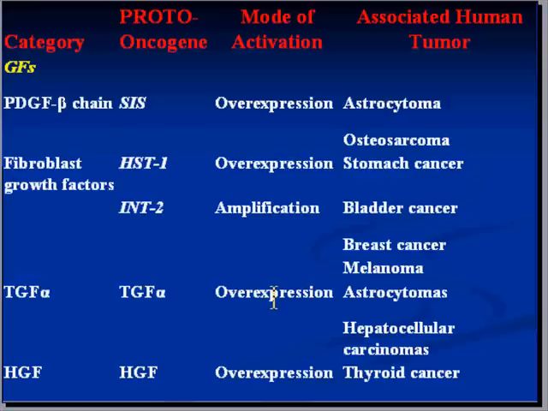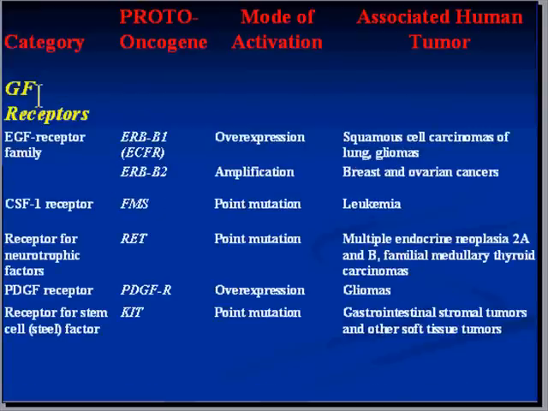was overexpressed, well, it has been known that this process indeed does occur in some astrocytomas, or, you know, tumors of the glial cells of the brain. And that's the whole process for growth factors. Let's move on to the next category of growth factor receptors.